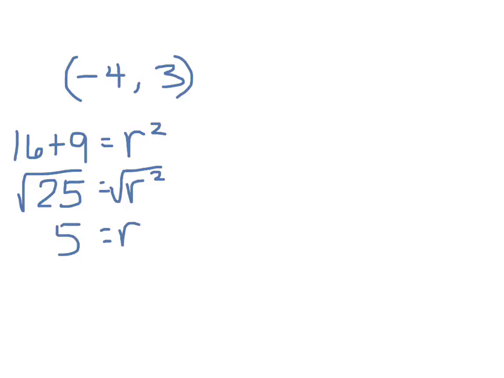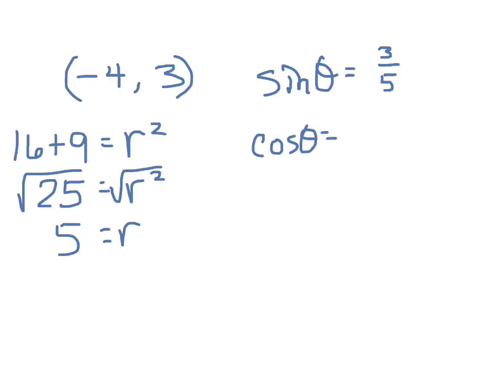So looking at our 6 ratios now, the sine of theta, sine was y over the r. What's the y coordinate? 3. And what's the r? 5. Cosine was the x coordinate, negative 4 over 5. Tangent was the y over negative 4.